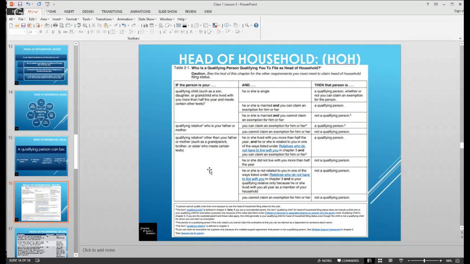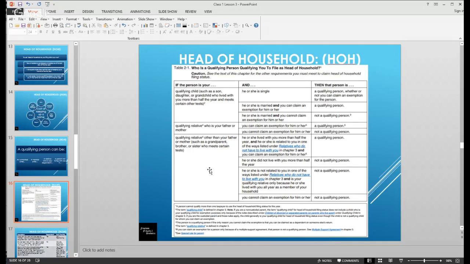If they're married but you cannot claim them because someone else is claiming them, then they are not a qualifying person for you. If someone is a qualifying relative and they're your mother or father, if you can claim the exemption, they would be a qualifying person for head of household as well. Qualifying relative other than your father or mother, they have to have lived with you for more than half the year and be related to you. And if you are claiming the exemption, then they can be a qualifying person.